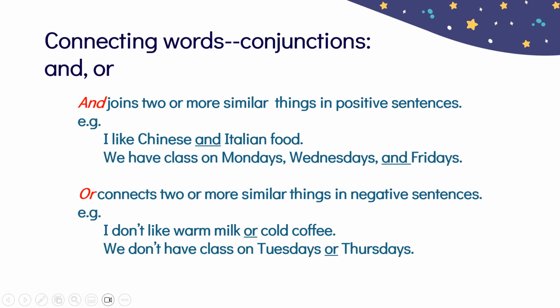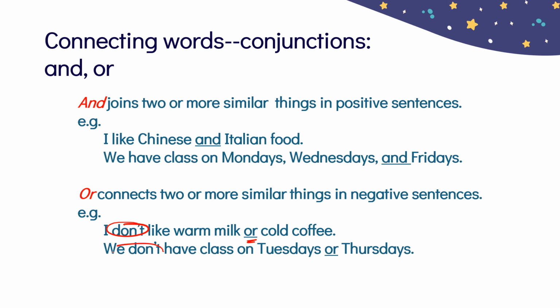Or connects two or more similar things in negative sentences. So for negative, mostly Western people use or. I don't like warm milk or cold coffee because the sentence is negative. Yeah, so they use or to combine two negative sentences.